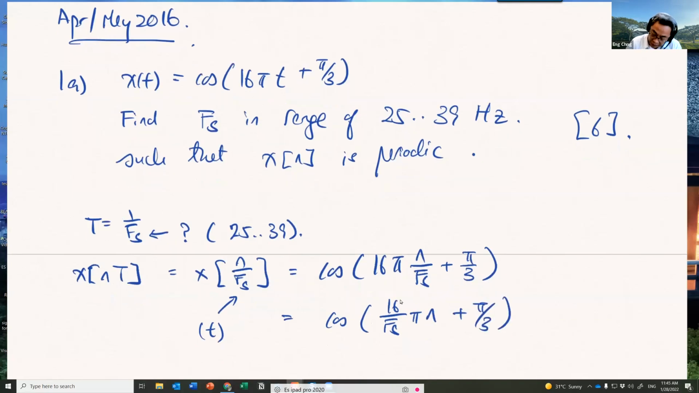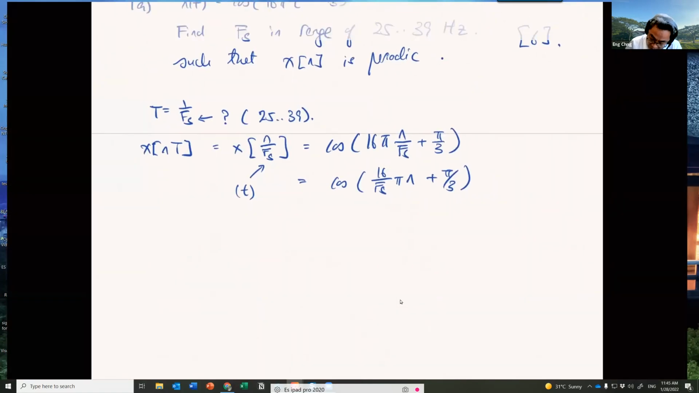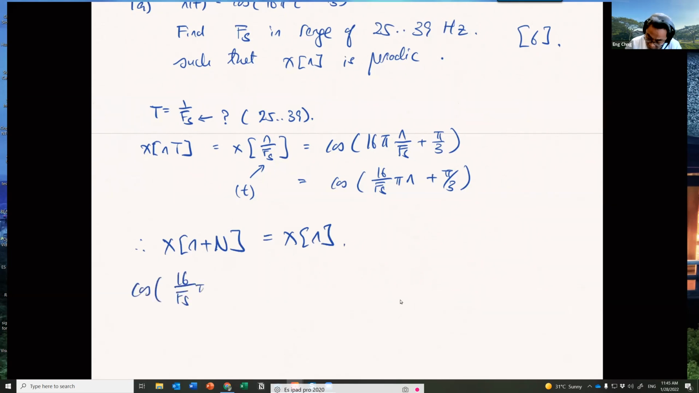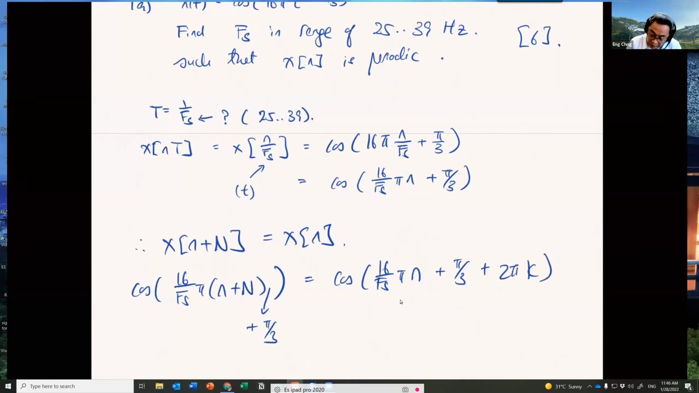And now we want to make this periodic. Therefore, when does x[n + N] equal x[n]? Well, we'll just do cosine 16 over fs pi times (n + N). Again, when is it equal to cosine 16 over fs pi n, I forgot, plus pi over 3, plus pi over 3 plus 2 pi k. Again, you realize that the offset doesn't matter because it's a constant. The offset is a constant, so we don't care.